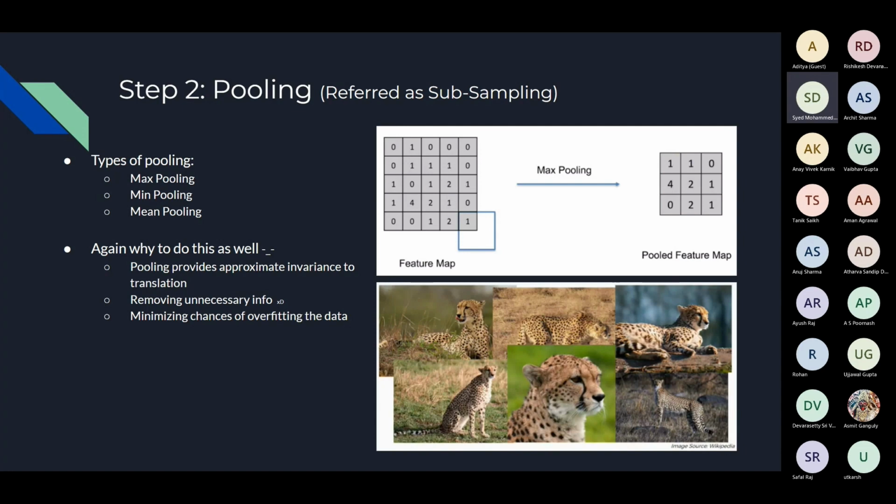Pooling is mainly of three types: max, min, and mean pooling. What it does is quite simple. I'll just explain in a bit. So again, we take a 2 cross 2 box, and we place it over the feature map, the feature map that we just obtained.